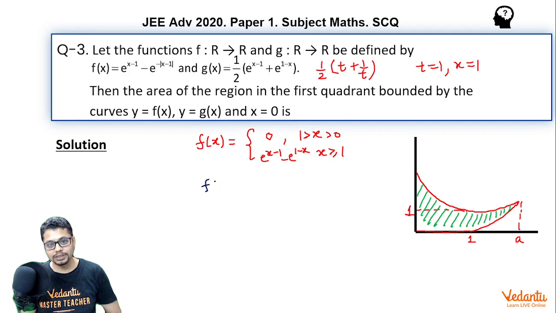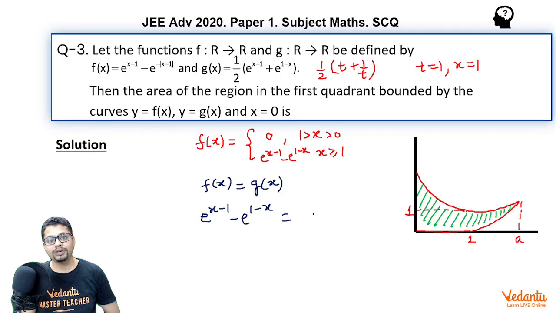So here I would say f of x equal to g of x. If I solve this, I should be getting the value a. Now when x is greater than 1 and clearly a is greater than 1, you can say f of x would be e to the power x minus 1 minus e to the power 1 minus x, this.